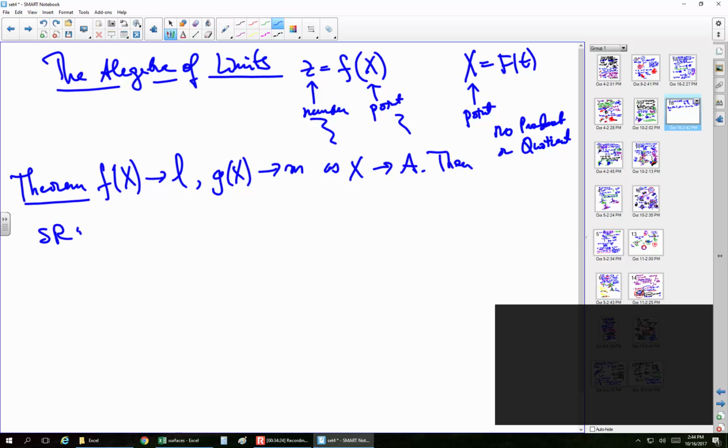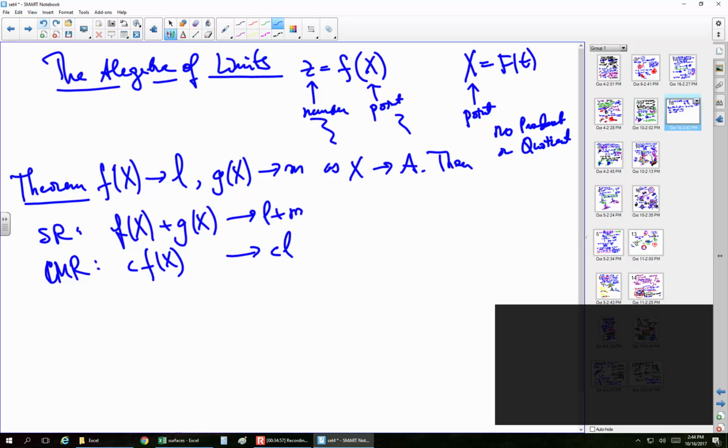The sum rule says that f of x plus g of x, that's a new function of whatever number of variables you have, goes to L plus M. So in other words, the familiar interpretation still applies: the limit of the sum is equal to the sum of the limits. Just like with parametric curves, a constant multiple rule, so c f of x will go to c L. The product rule is f of x times g of x goes to L times M.